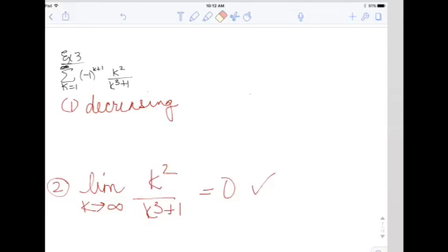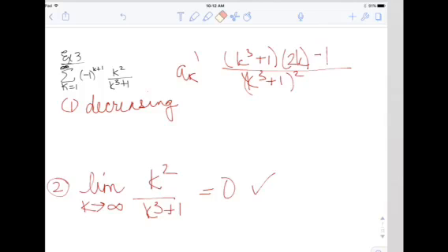Decreasing might be a little harder. It will require that we take the derivative. So we're taking the derivative of the terms. It's another quotient rule. The bottom squared of the bottom times the derivative of the top minus the top times the derivative of the bottom. This is a little easier algebraically.